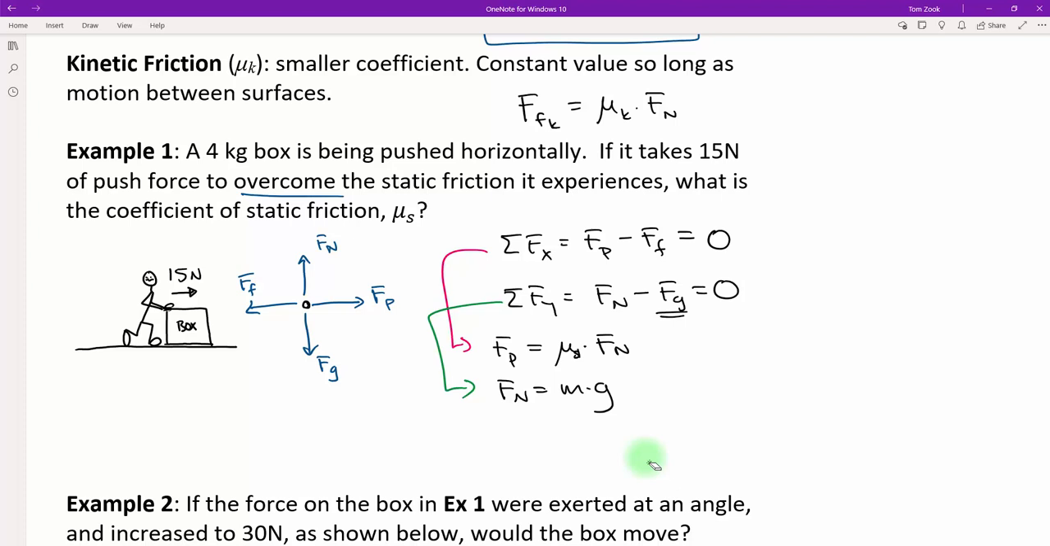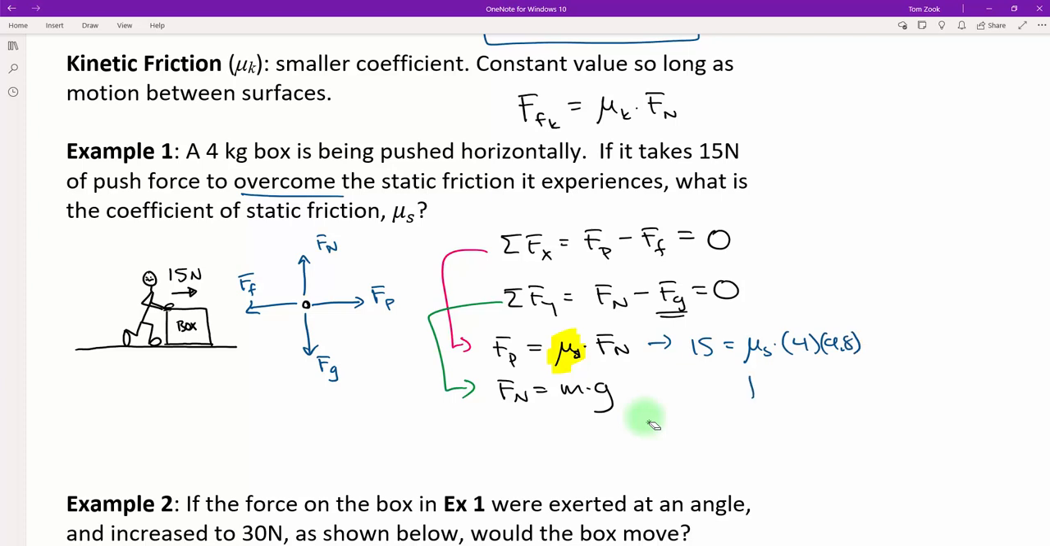Now, if my goal is to figure out what mu s is, I've got enough stuff. I know the push force is 15. The normal force is equal to m times g in this case. So I can substitute in the normal force up above and calculate an answer. I can say that 15 newtons is equal to mu s multiplied by mass times gravity. The mass in this case was 4 kilograms. Acceleration due to gravity, 9.8.